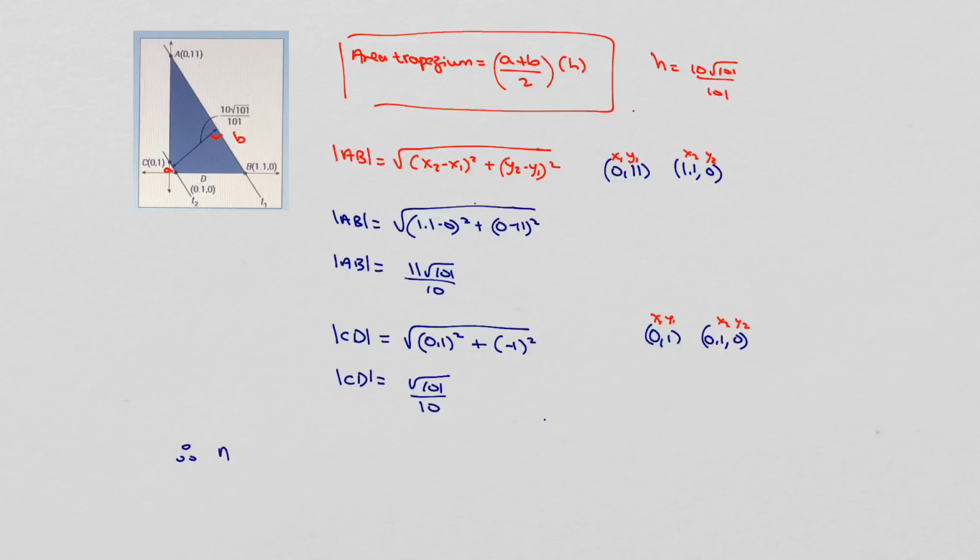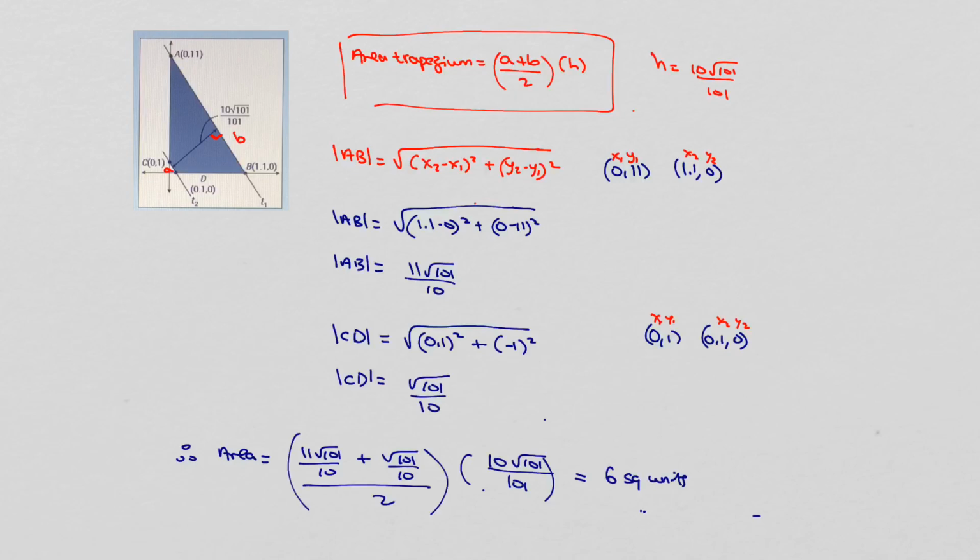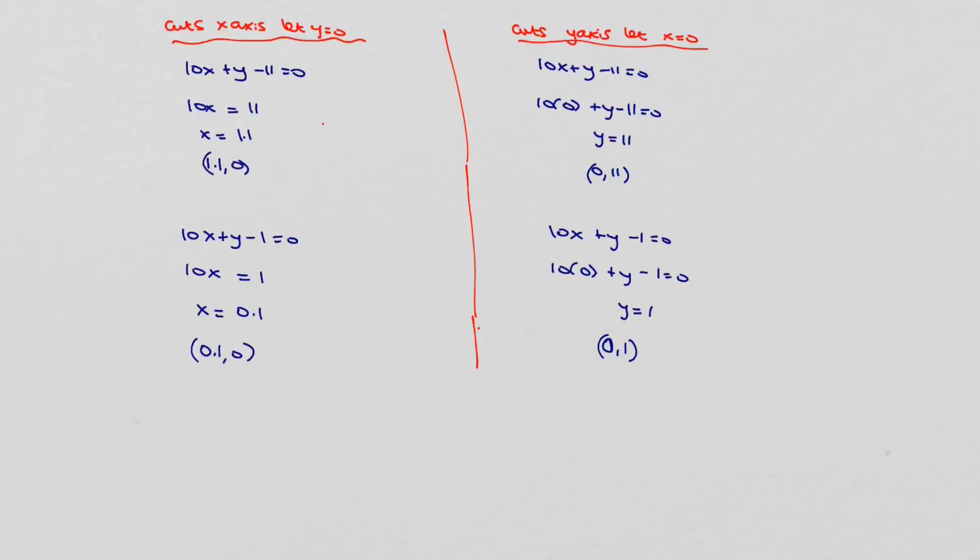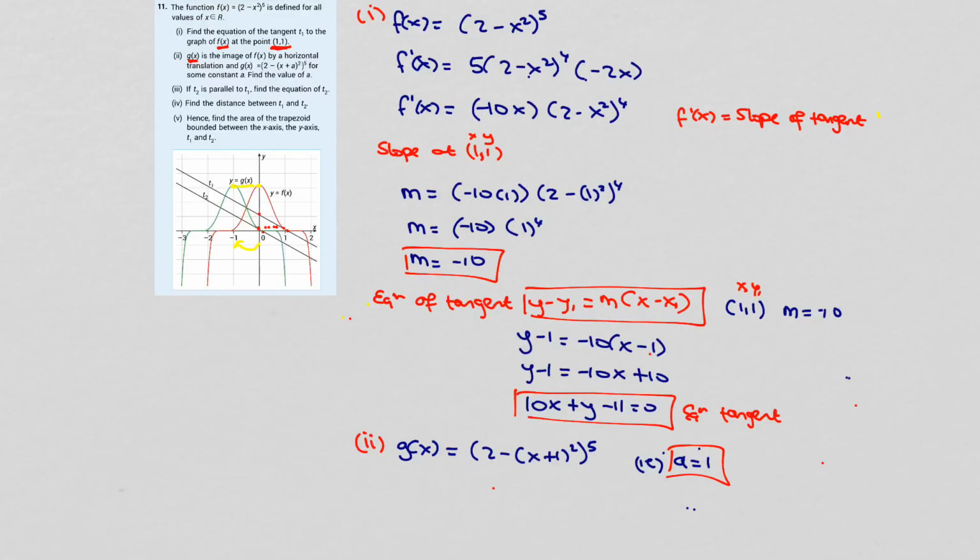So therefore, my area of the trapezium then is going to be A plus B. So that's going to be 11 root 101 over 10 plus root 101 over 10. And I'm dividing by 2 and then multiplying by my perpendicular height, which is 10 root 101 over 101. And that then gives me 6 square units. Okay. And that was the last part of the question.